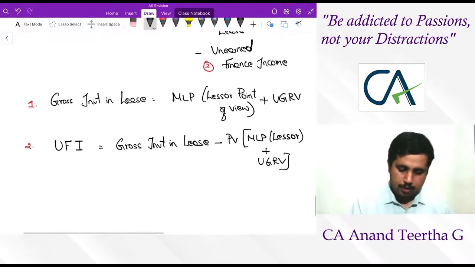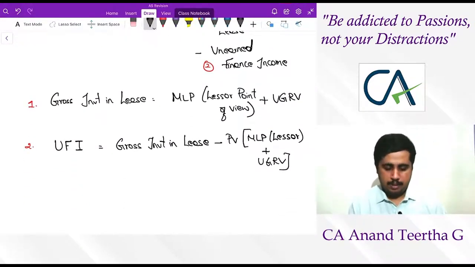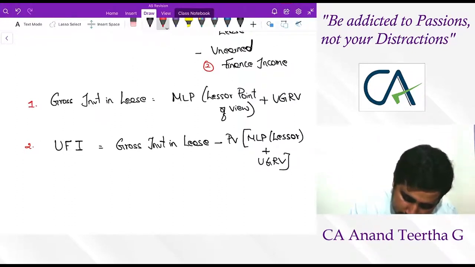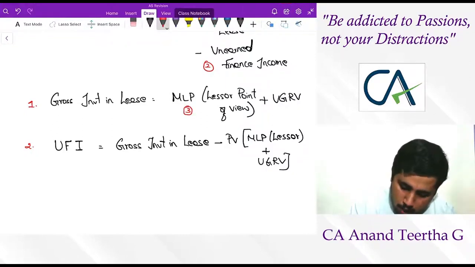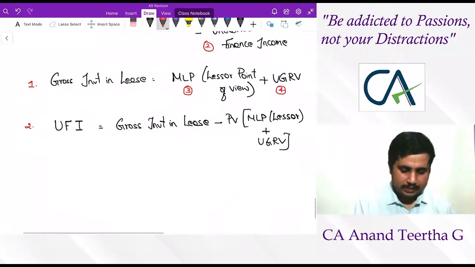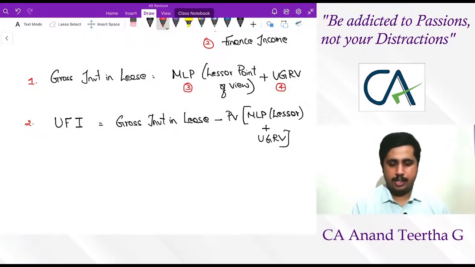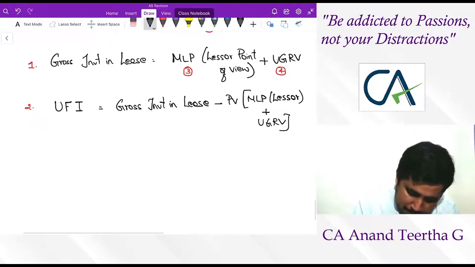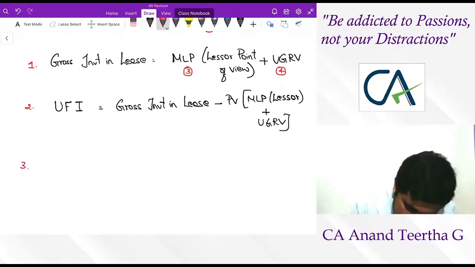So now, if you could look into these two formulae, gross investment in lease formula and unearned finance income formula, there arises another thing, third requirement. What is minimum lease payment lesser point of view? What is UGRV? Now in the next, unearned finance income, there is no new thing. It is directly gross investment in lease and present value, that we can do. Now, first, what do we mean by minimum lease payment lesser? So minimum lease payment from lesser point of view, what does it mean?